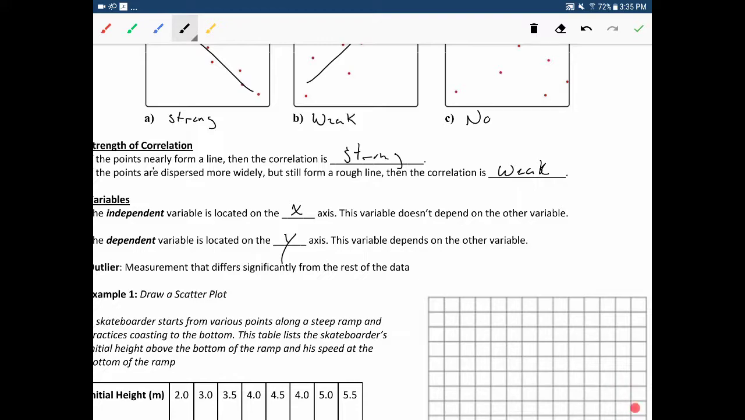Often we do graphs with time as one of the axes, and that will always be the independent variable because, of course, time is not affected by other things.